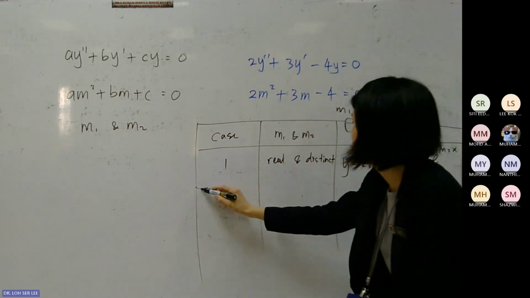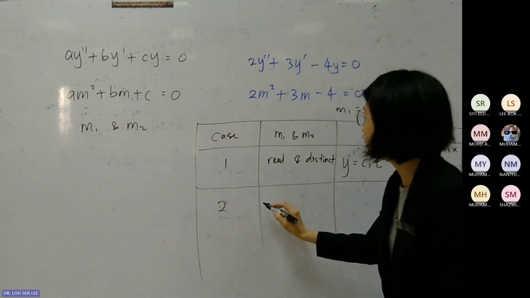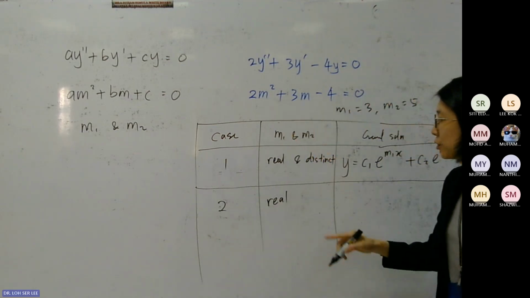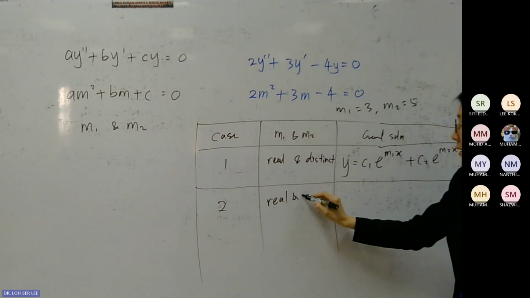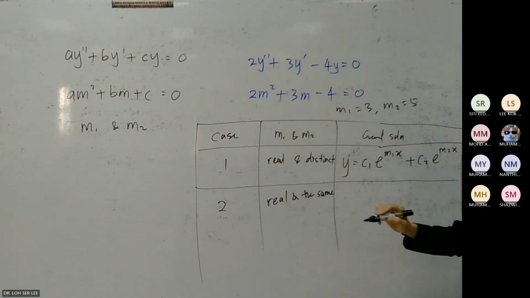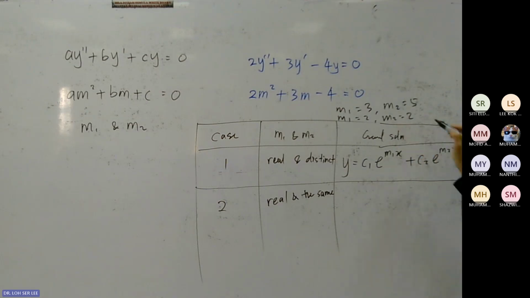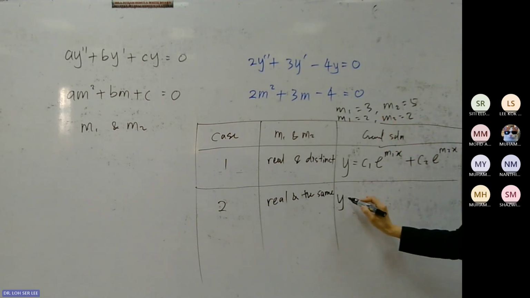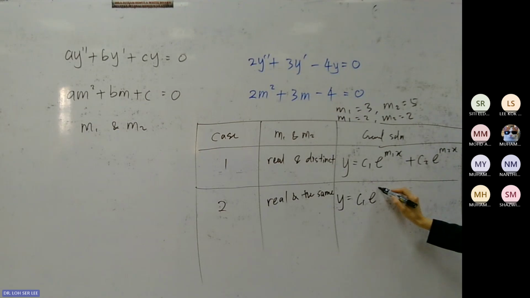Okay, so this is case one. For case two, if your M1 and M2 are real and the same. For example, M1 is 2, M2 is also 2. They are real, no complex number, and they are the same. So case two, it will be y equals C1 e^(M1x) plus C2. For the second one, you need to insert an extra x, e^(M2x).